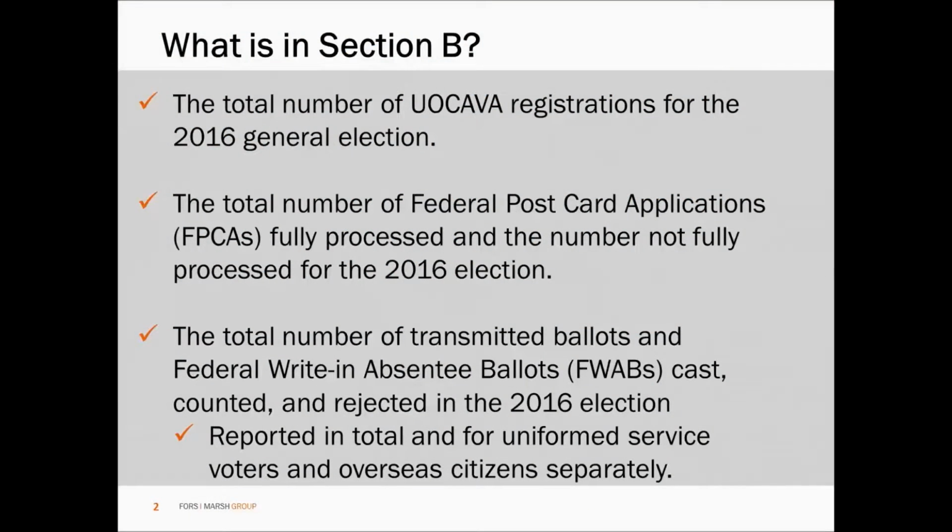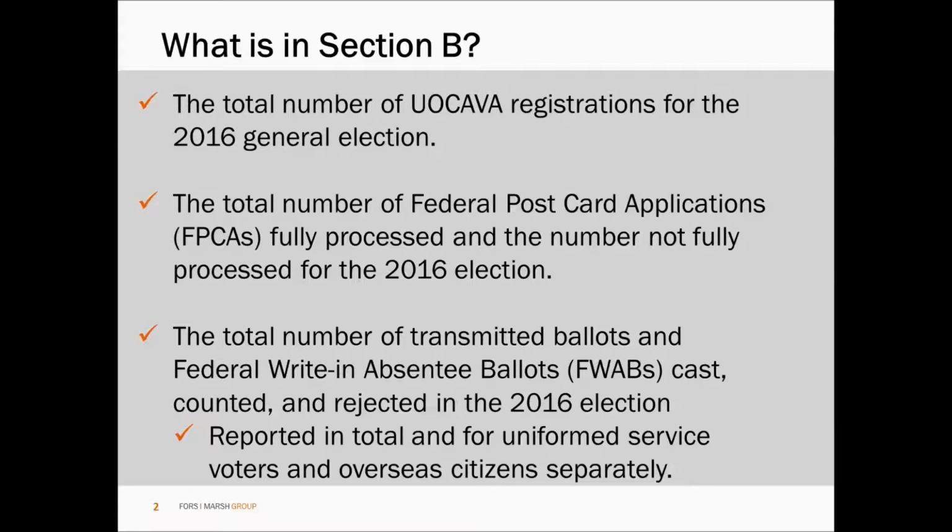So what is in Section B? Section B has three primary components. First, the total number of UOCAVA registrants for the 2016 general election. Second, the total number of federal postcard applications, or FPCAs, that were fully processed and the number not fully processed by your office in 2016.